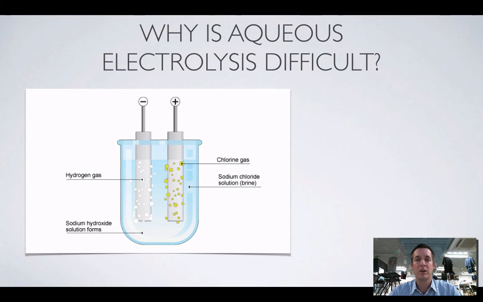Okay, so we'll ask ourselves first, why is aqueous electrolysis difficult? This is from a different viewpoint to the one when we looked at molten electrolysis, where we were talking about the practical issues of electrolyzing a molten substance. Now we're going to ask ourselves, what is it that's a bit more complicated here? Why are there more options to consider?